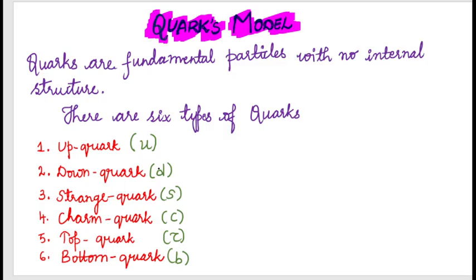That is U, D, S, C, T, and B respectively. Yes, we have six types of quarks. Again, I am explaining: up quark, down quark, strange, charm, top, and bottom. But usually we will be using these three fundamental particles. Fundamental particles means these particles cannot be divided further and don't have internal structure as well.